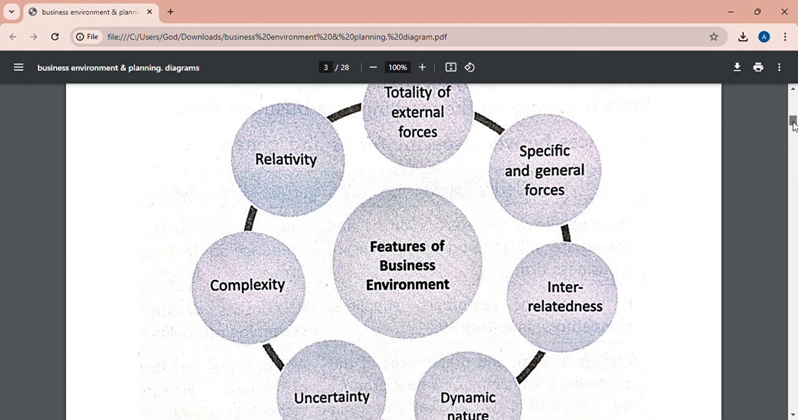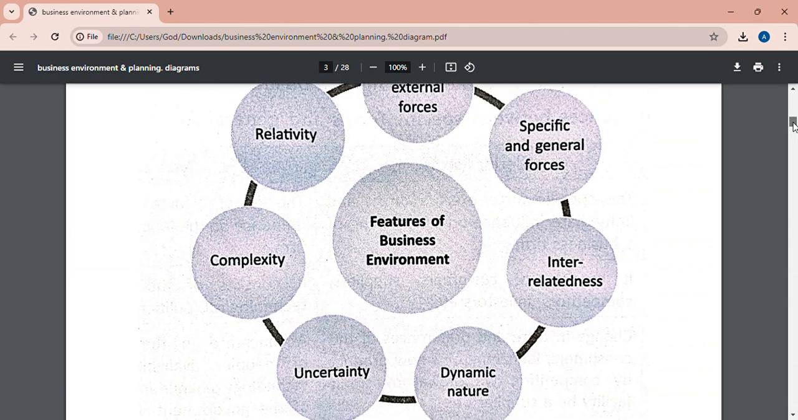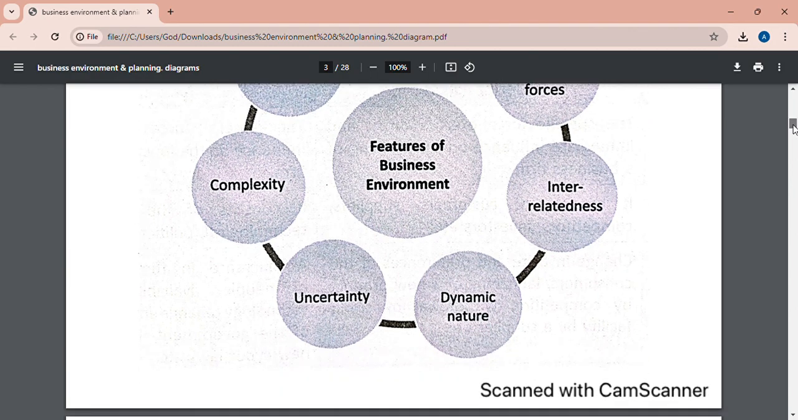Now, features of business environment. When you are explaining, you can put it in a circle or you can just write down the different names like external forces, general and specific, interrelatedness, dynamic, uncertainty, relativity, and complexity. This you can do even when you do the mind map. You can just put the keywords in the slide for your better understanding.